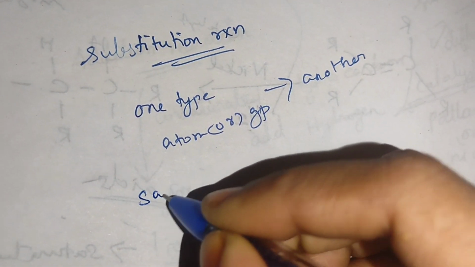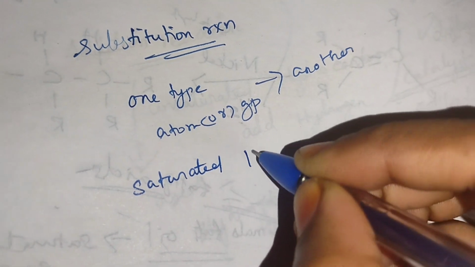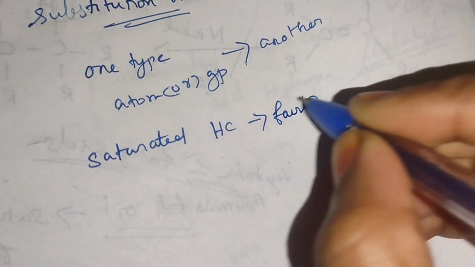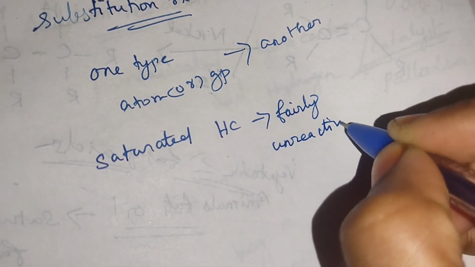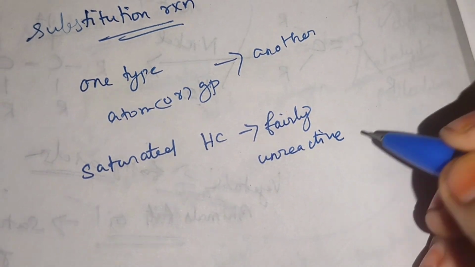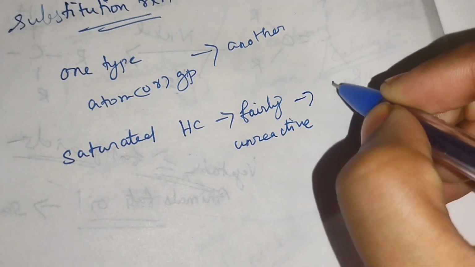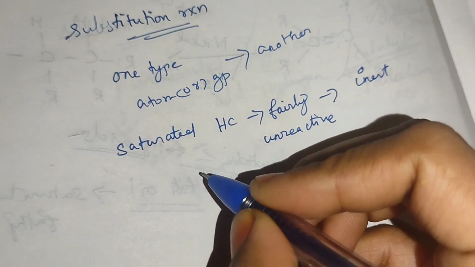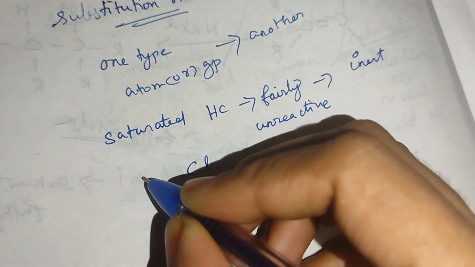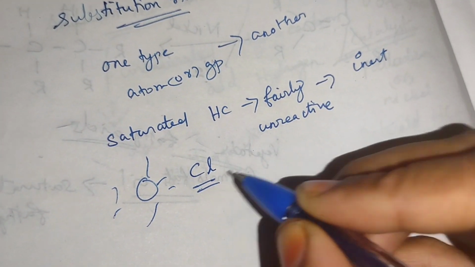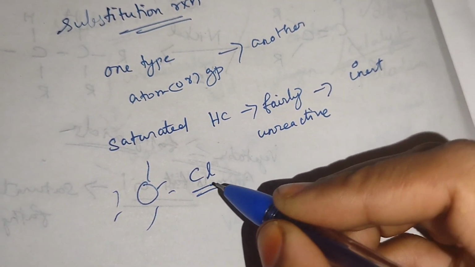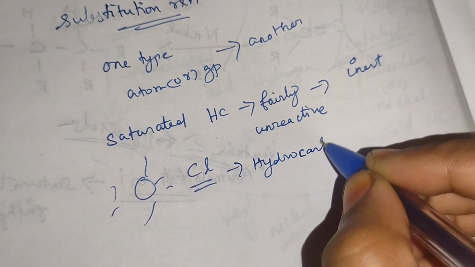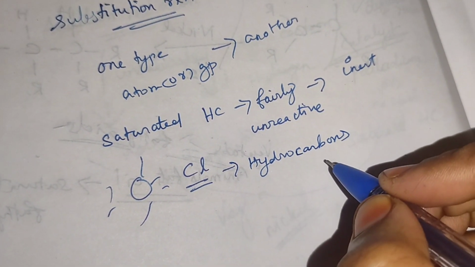Here, saturated hydrocarbons are fairly unreactive. These are all inert in the presence of most reagents. In the presence of sunlight, chlorine is added to hydrocarbons in a fast reaction.